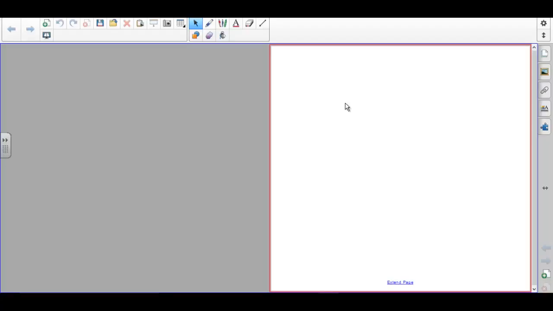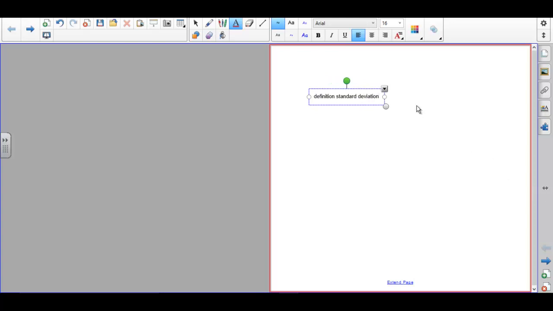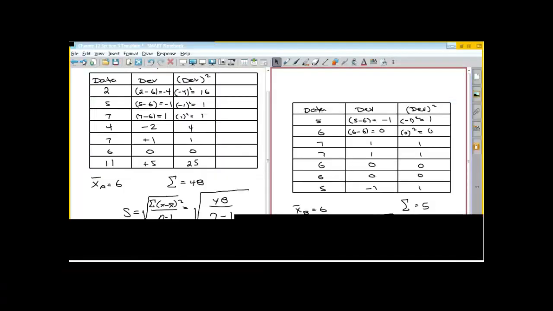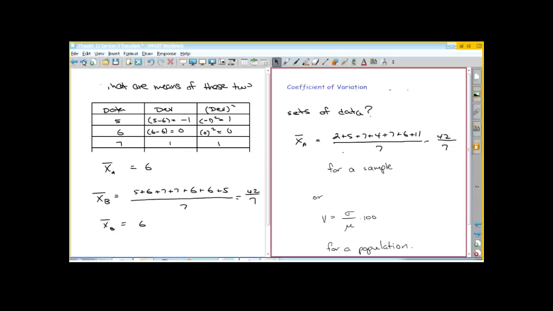So your attendance question for today is, what is the definition for standard deviation? If you go to, not Wikipedia, go to Google and type in definition standard deviation. It's a pretty short definition. So it's like one sentence. So that's your attendance. So we have the range, we have the standard deviation.